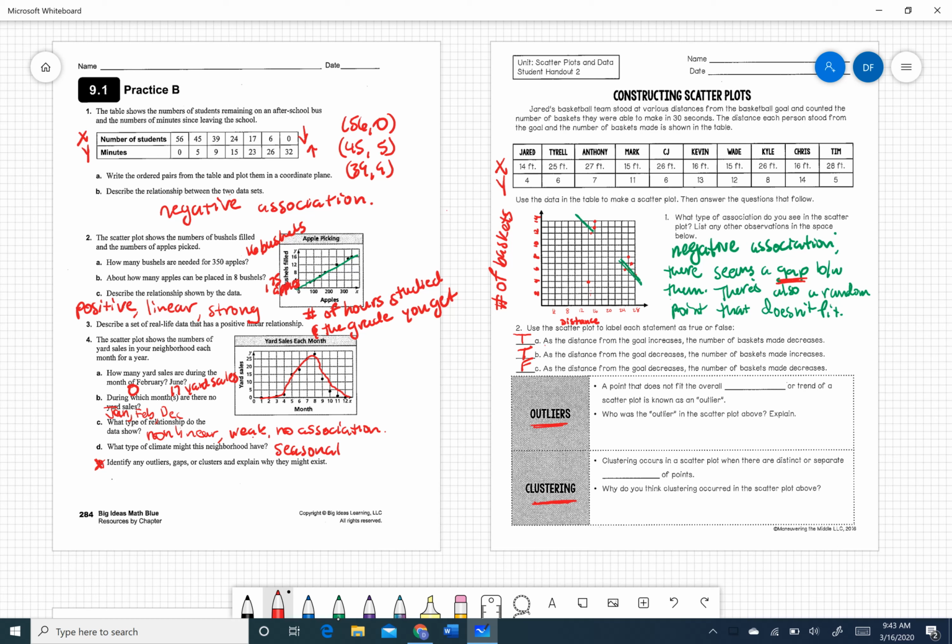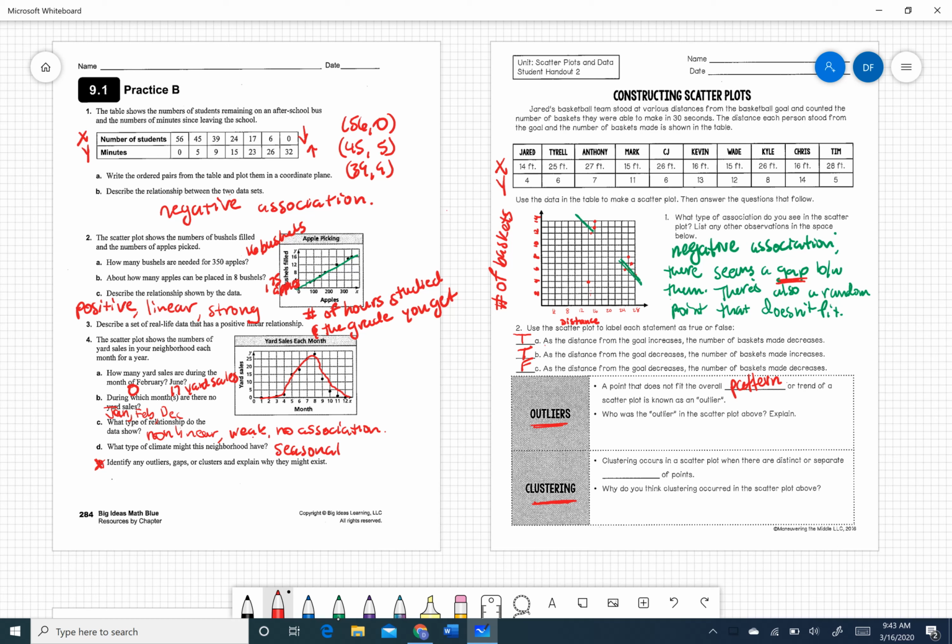So we have these things called outliers, and we have these things called clusters, and then we have these gaps, right? Those are the three things that we're going to focus on when we're describing relationships. An outlier is a point that doesn't fit the overall pattern or trend of a scatter plot, otherwise known as an outlier, right?